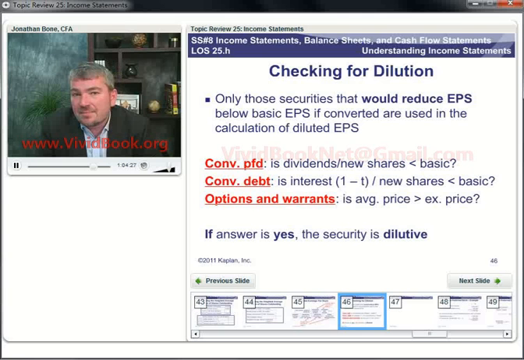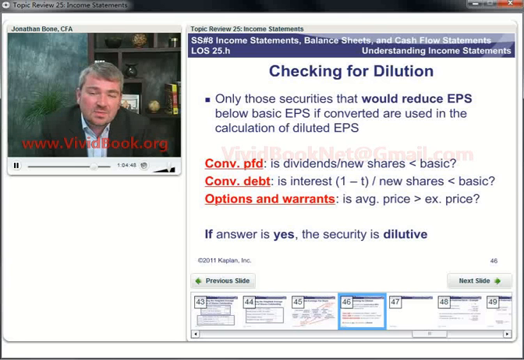Convertible debt, well, of course, we'd save the net after-tax interest on our numerator, but we get the increase in number of shares on our denominator. So again, if net interest divided by number of shares is less than basic EPS, it's dilutive. If it's greater than basic EPS, it's anti-dilutive and we'd ignore.